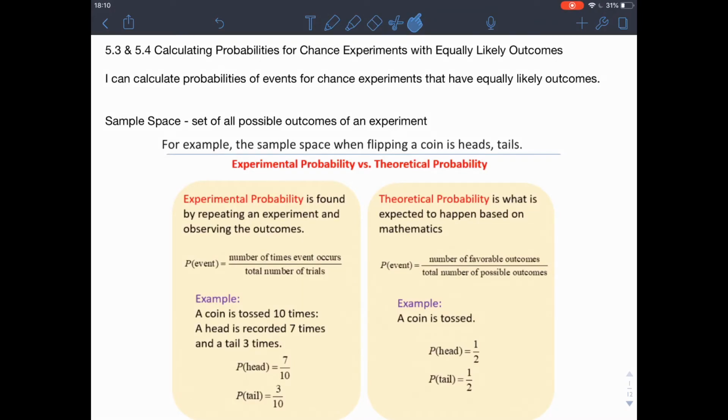Hello everyone, and welcome to 7th grade Math Module 5, Statistics and Probability. In this video, we're looking at lessons 3 and 4, calculating probabilities for chance experiments with equally likely outcomes.